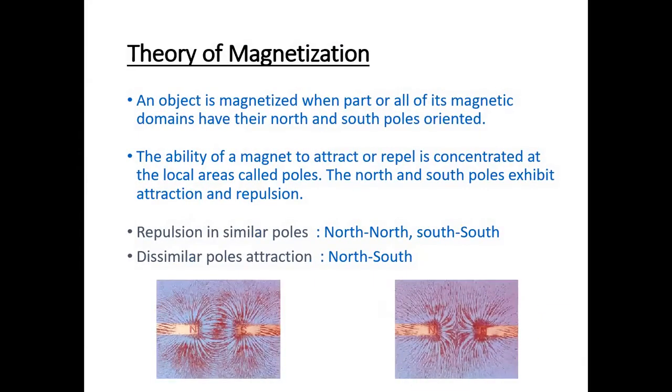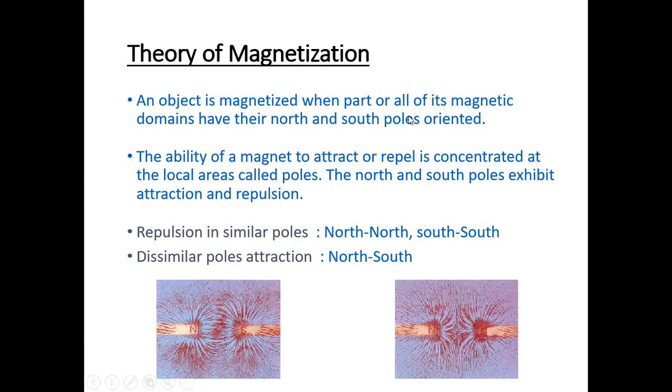Now, theory of magnetization. Here is the north pole of this magnet and the south pole of this magnet, and here north and south. You can see the lines of force are in closed form, meaning they attract each other. Here is a similar pole, north pole here, again north pole here, so this is repulsion. Dissimilar poles, north and south, attract, while similar poles, north north or south south, do not attract each other; they repel each other.